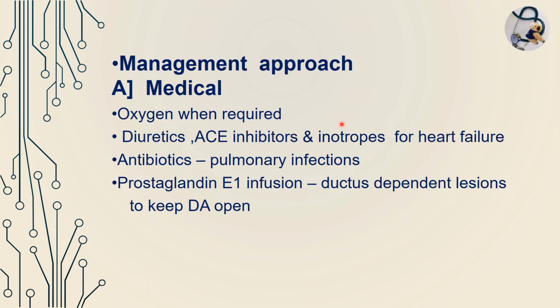Now come to management. The management approach will be first medical management followed by surgical. In the medical management, give oxygen if required. If there is a heart failure, use diuretics, ACE inhibitors and inotropes. If there are pulmonary infections, use antibiotics. For ductus dependent lesions, just to keep the ductus open, you need to use prostaglandin E1 infusion. And many times you need to close the patent ductus arteriosus, where you use indomethacin. So these are a few medical management options. In detail regarding these medications we will discuss later.